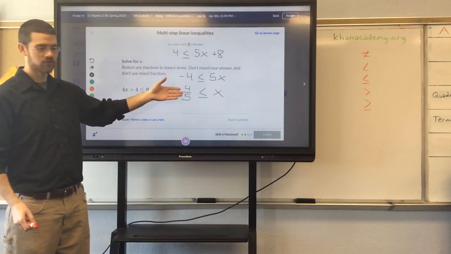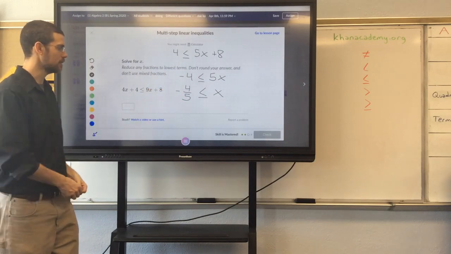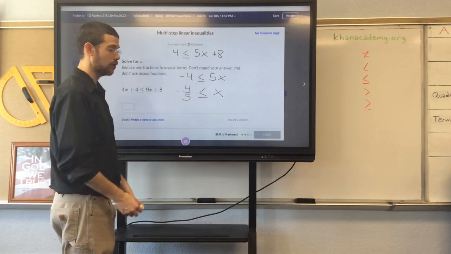Reduce any fractions to lowest terms. Well, 4 is not divisible by 5, it has no common factors with 5, so that's as simple as it gets. And our result is negative 4 fifths is less than or equal to x.